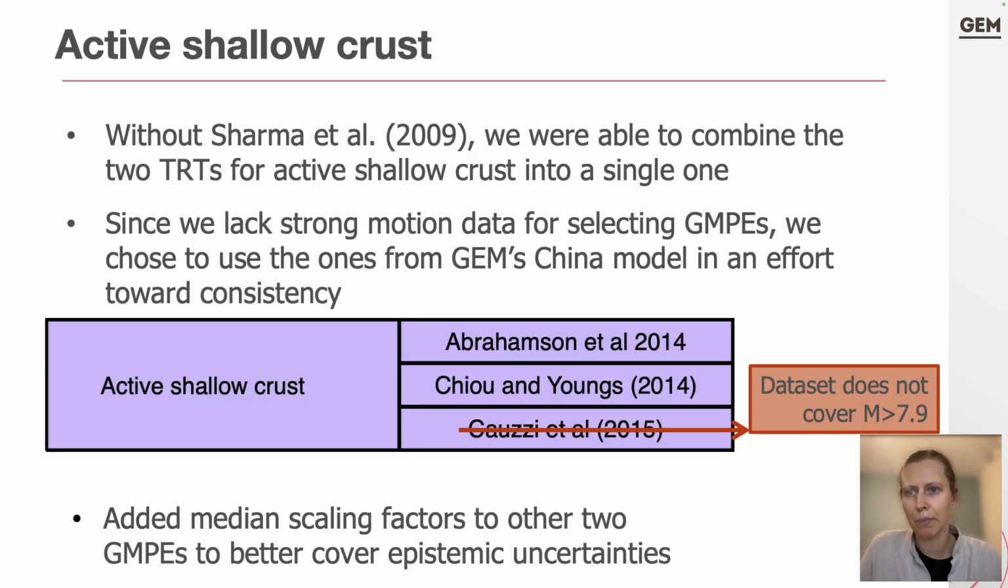Without this, we were able to combine the two tectonic region types into a single one for active shallow crust. We still didn't have enough strong motion data to select the GMPEs, so we chose to attempt to move toward consistency with other GEM regions, and so we looked to the China model, which proposes a 3 GMPE logic tree. However, we decided to eliminate the one by Kautzi, which doesn't cover magnitudes larger than 7.9. Then we decided that in order to best cover the epistemic uncertainties, we would produce a logic tree that included scaling factors applied to the median of the other two GMPEs.